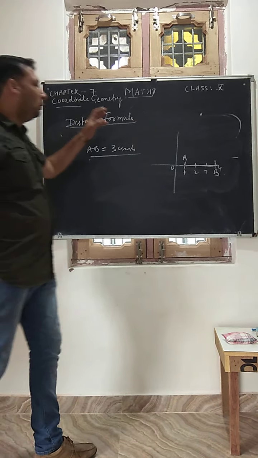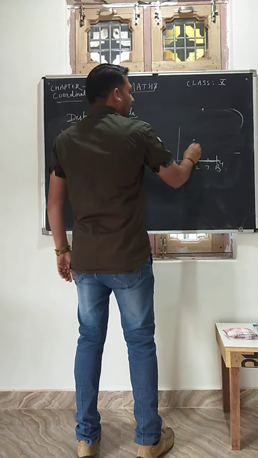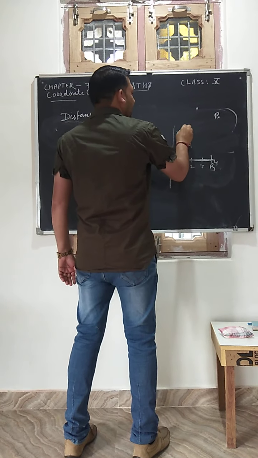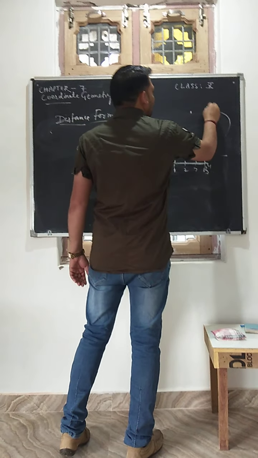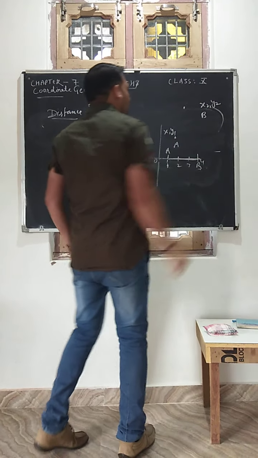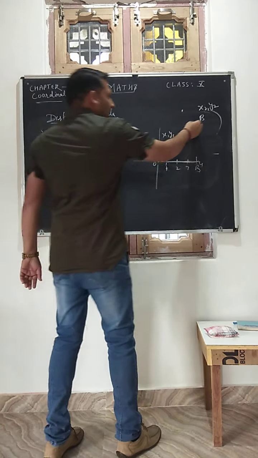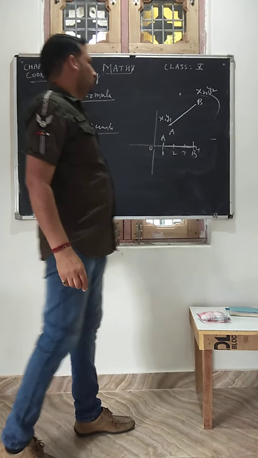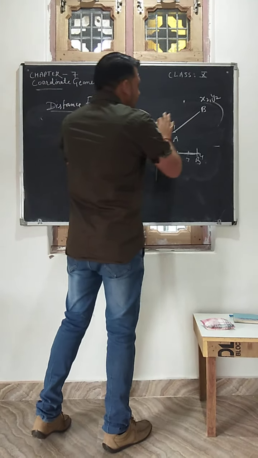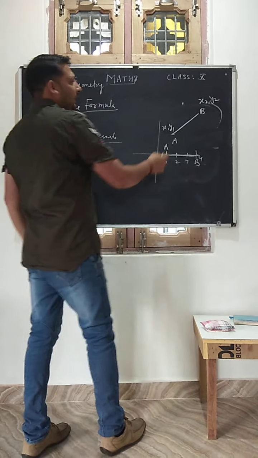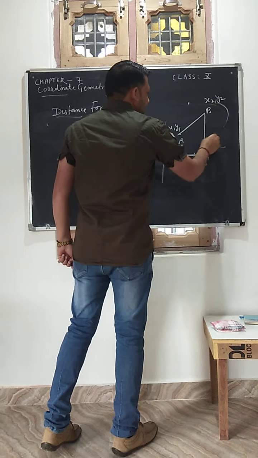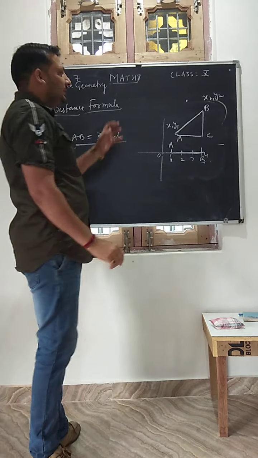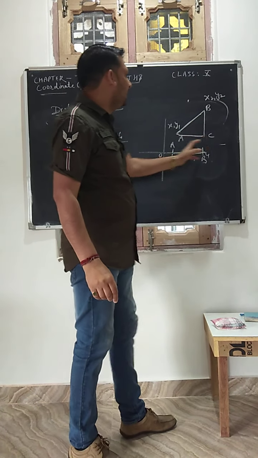But how do we find it when point A is given here and point B here, like point A with coordinates x1, y1 and point B with coordinates x2, y2? How to find this distance? Suppose we join this line. Now look at x1, y1, x2, y2. We cannot find this distance the easy way. So then we take any point C here and join this point by this. Now look, it looks like a right angle triangle.